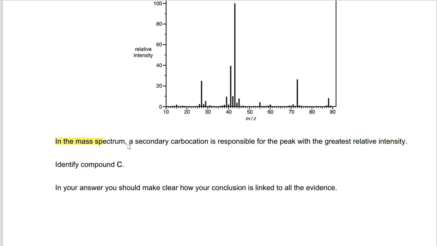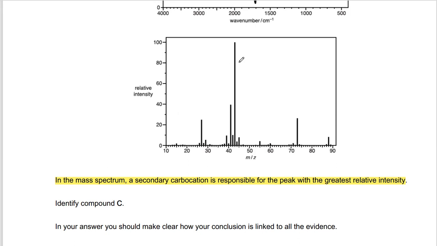In the mass spectrum, a secondary carbocation is responsible for the peak with the greatest relative intensity. So that means in my mass spectrum, this peak, which is the biggest peak, the greatest intensity, is a secondary carbocation. Now, that is very, very useful. And it has to be very useful because they've told us it explicitly. Which means if they didn't tell us this, it would have been hard to work out the answer. So it must play a key role.